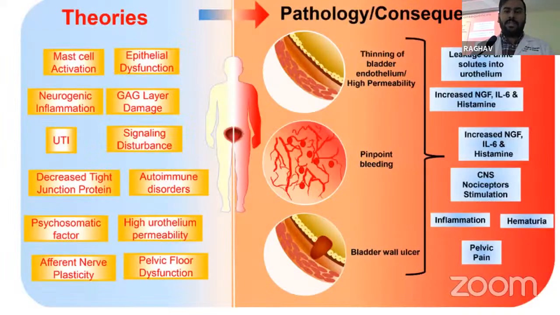All these theories eventually lead to thinning of the bladder endothelium, high permeability, pinpoint bleeding, and bladder wall ulcer, which cause leakage of urine solutes into the urothelium, increased NGF, IL-6, and histamine, and cause stimulation of CNS nociceptors, inflammation, hematuria, and pelvic pain.